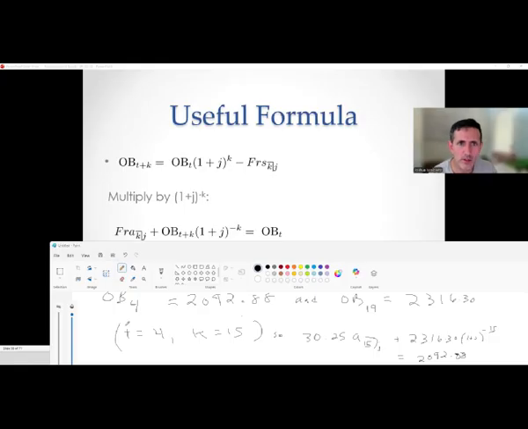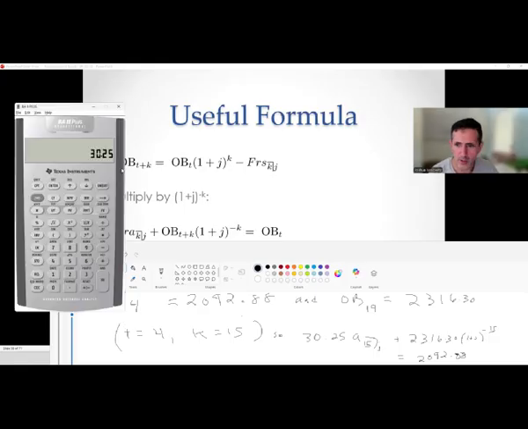Okay, so that means this is my present value. Well, I already have this number here, so let's set this to be payment. 2092.88 is my present value. 15, and my redemption is 23, 16, 30.